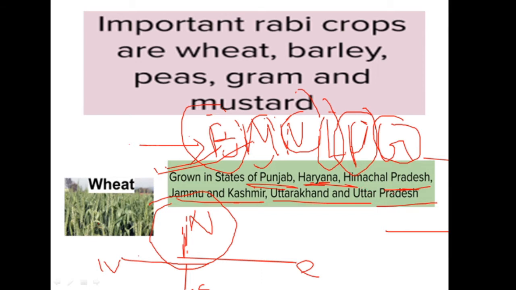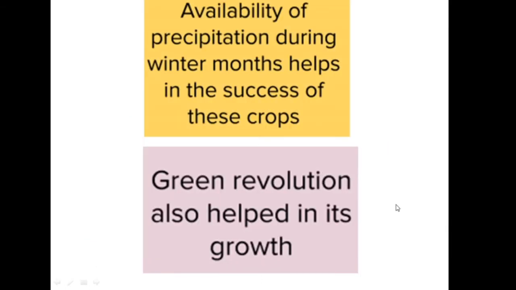Now, what are the two important factors which have led to the success of Rabi crops in India? There are two important points for this question. This is the first point and this is the second point.